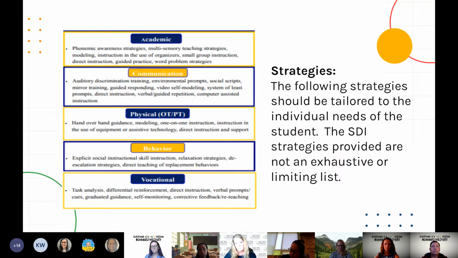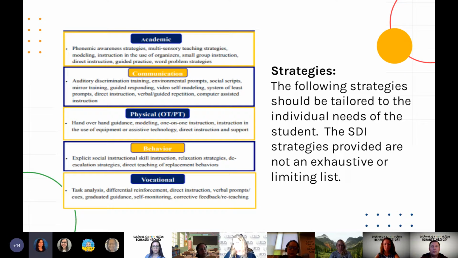All right, this slide lists some strategies depending on what the specially designed instruction domain is. This list right here is not exhaustive or limited, and there are actually some more SDI domains that aren't listed here. But these are just some strategies depending on where the student's deficit lies, or what specially designed instruction they require.